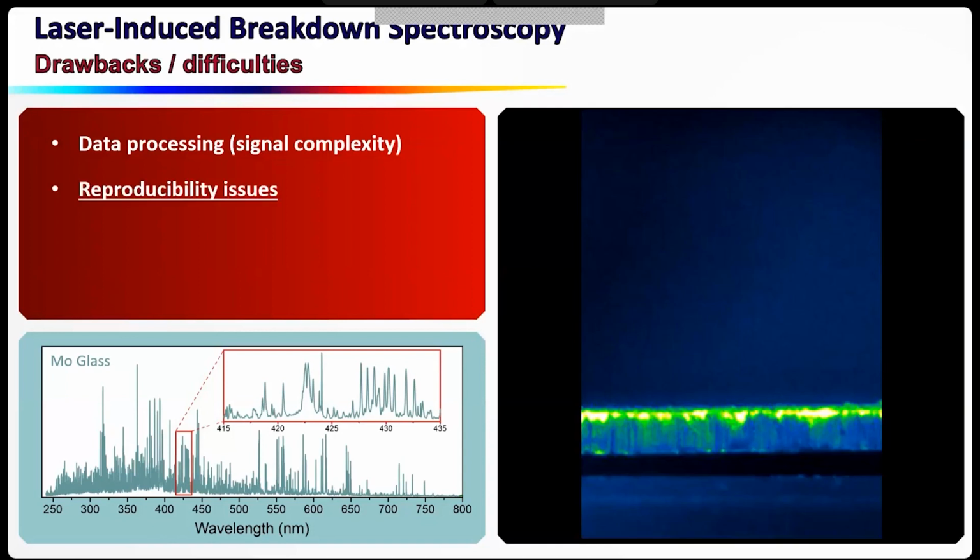Here, I want to emphasize the reproducibility issues. You have a laser, you have a lens, you have a spectrometer, you can very easily get a LIBS spectrum. It's very easy. But what is complex is to reproduce it. And the reproducibility issue is one of the biggest drawbacks of this approach.